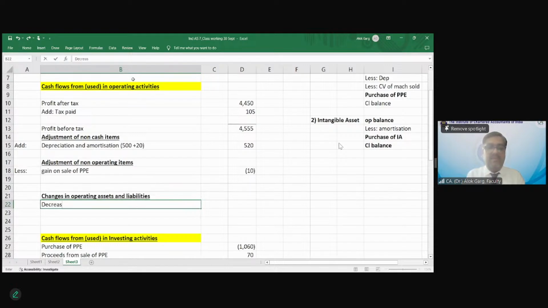Decrease in other financial asset. So when your asset will decrease, what does it mean? We will receive money. Means you got the money.